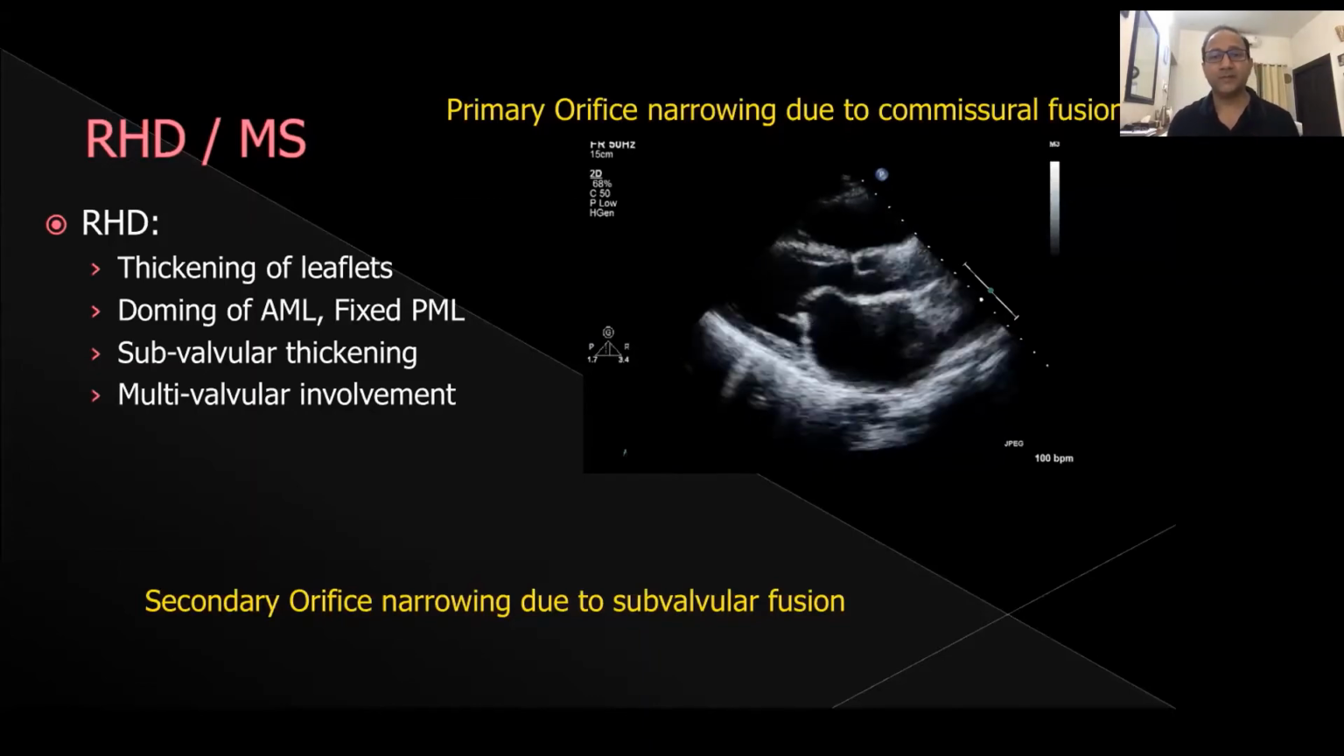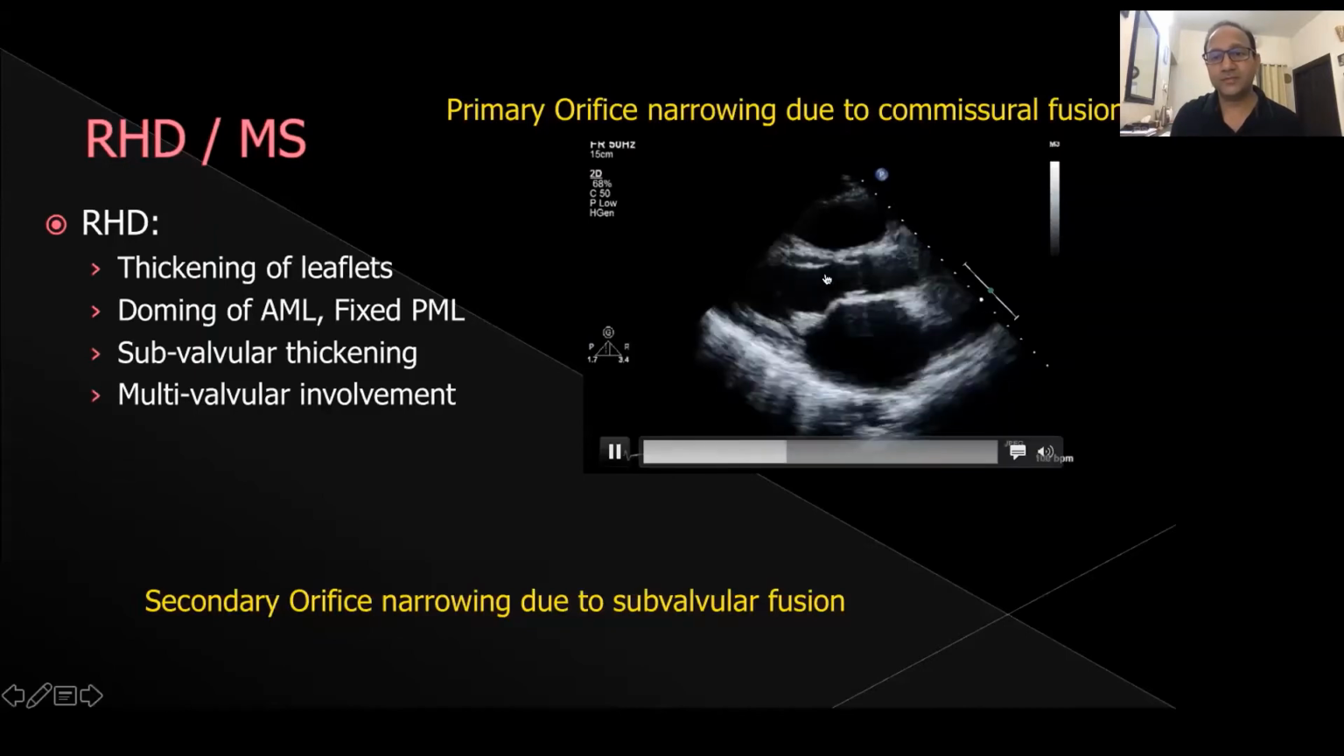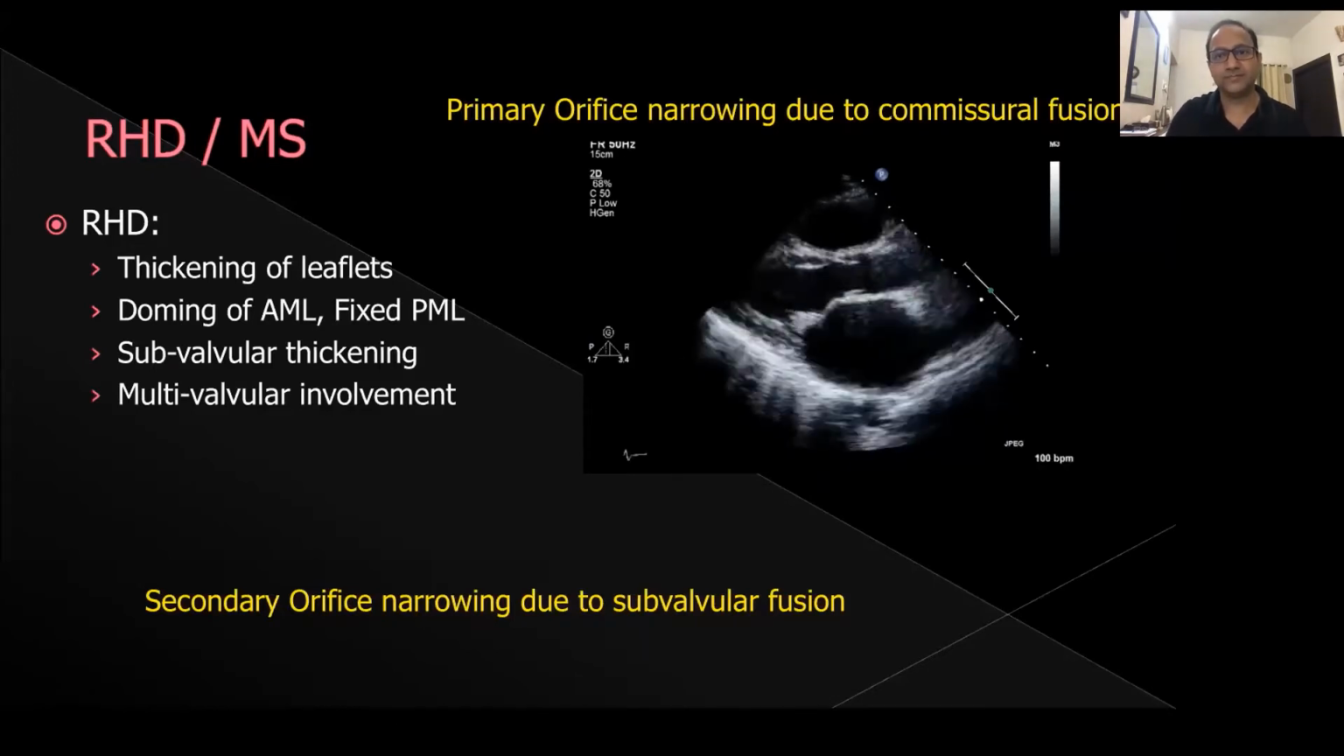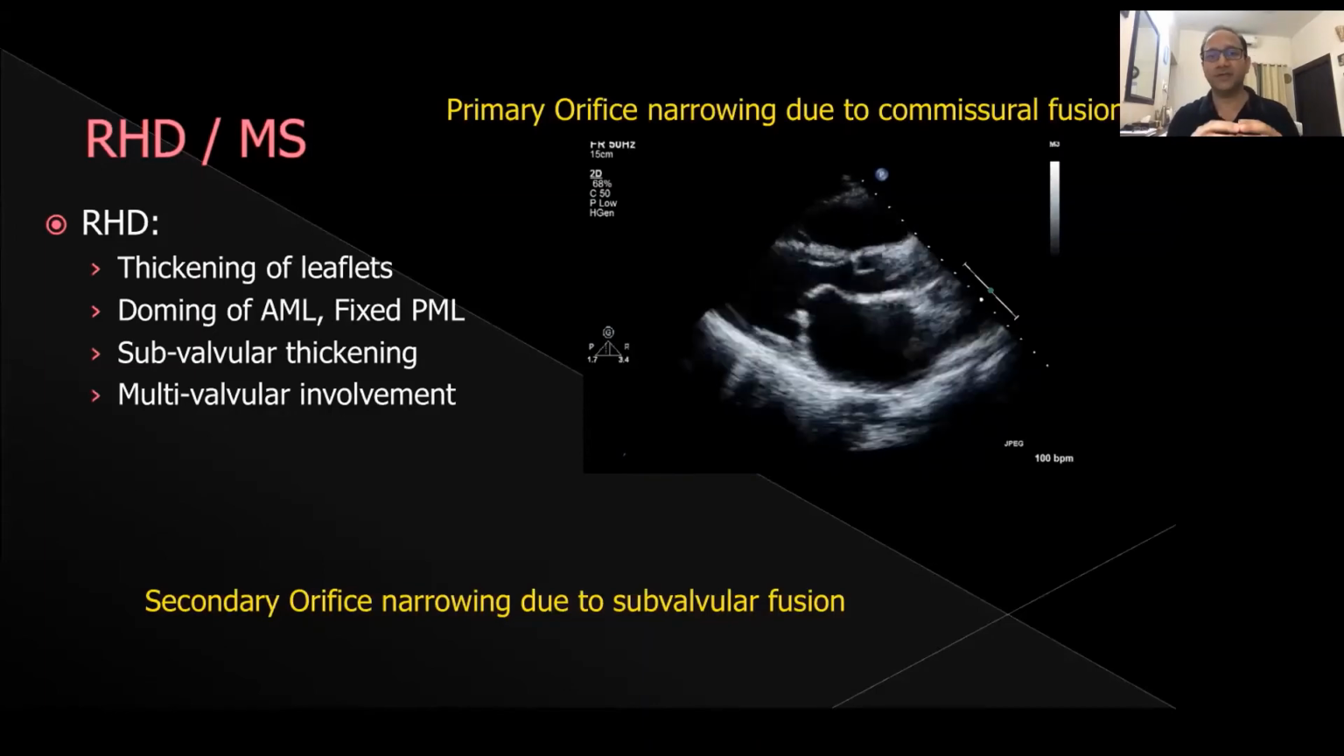So there is a primary orifice which gets stenosed, which is this one. And then there may be a secondary orifice narrowing, which is downstream, at the level of the subvalvular apparatus. So you can have a primary orifice or a secondary orifice narrowing in mitral stenosis. The primary orifice narrowing occurs because of commissural fusion, and the commissural fusion is the one which gives rise to the doming part.